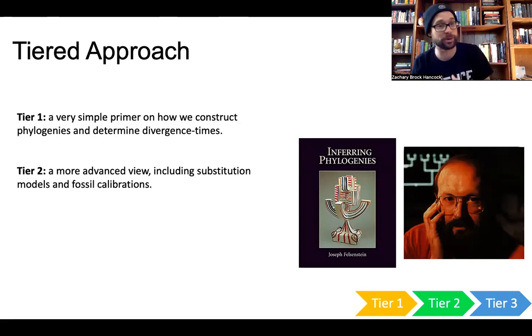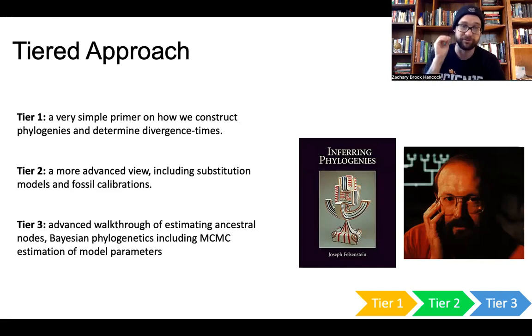Tier 2 is going to be a little bit more advanced. We're going to be talking about things like substitution models, and we're going to introduce the idea of fossil calibrations. This one is going to have a little bit more math. The first one, we basically do no math. We're going to add a little bit more math in the second one. And then in the third one, we're going to do an advanced walkthrough.